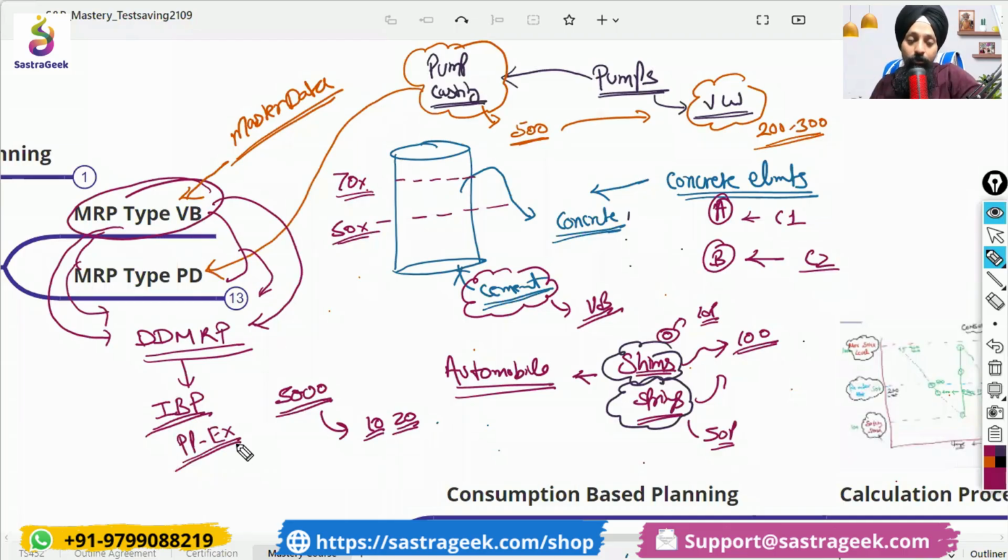PP Excellence is more about the planning only. When it comes to the core PP structure, it's more about the planning. So we'll be discussing DDMRP: what it is, how it would improve VB, how it would combine the approaches, and the benefits from both VB and PD. Okay, now I think you are clear where we need to use VB and where we need to use PD. I hope that is very clear.